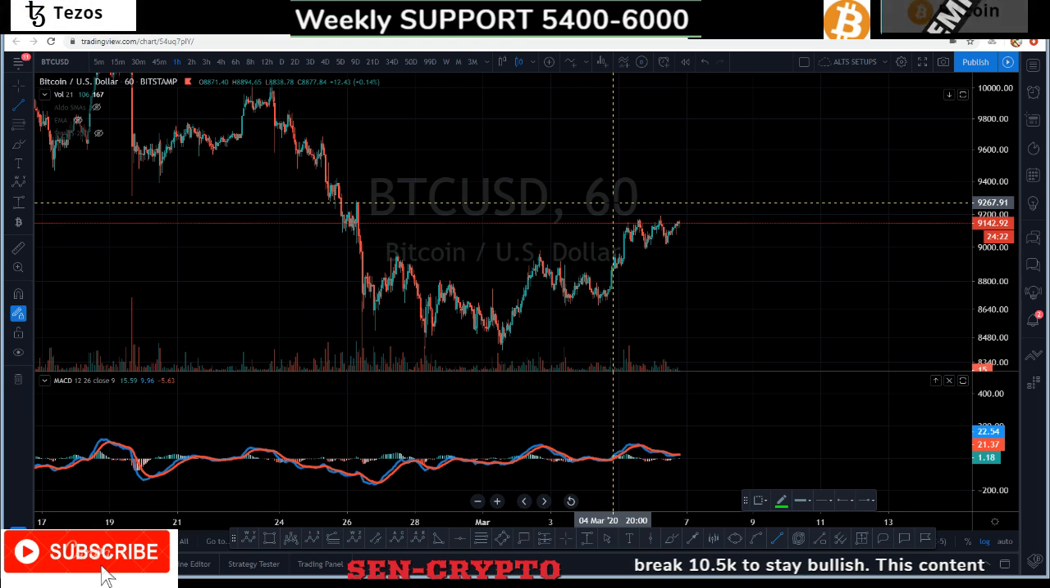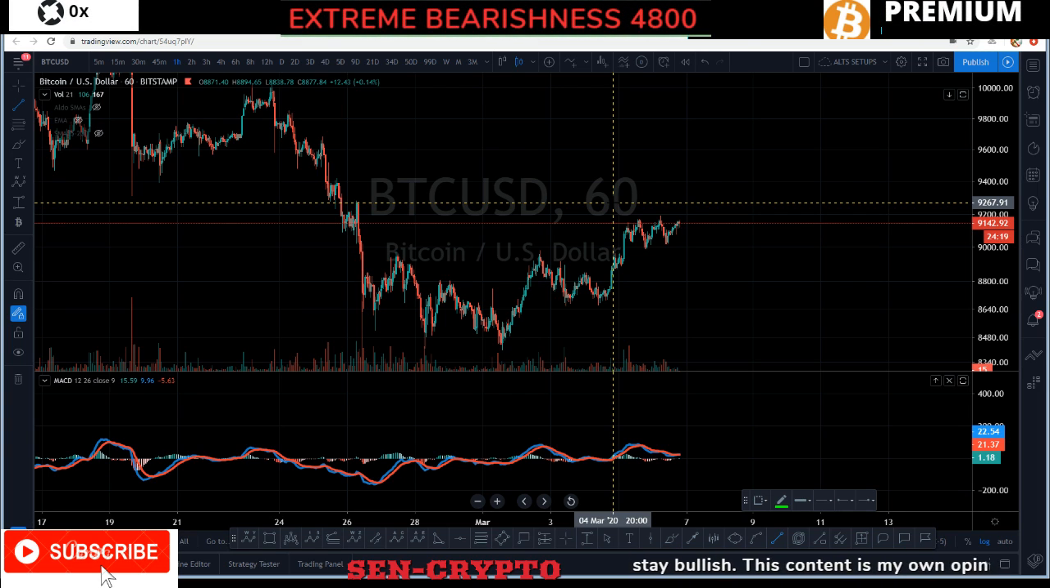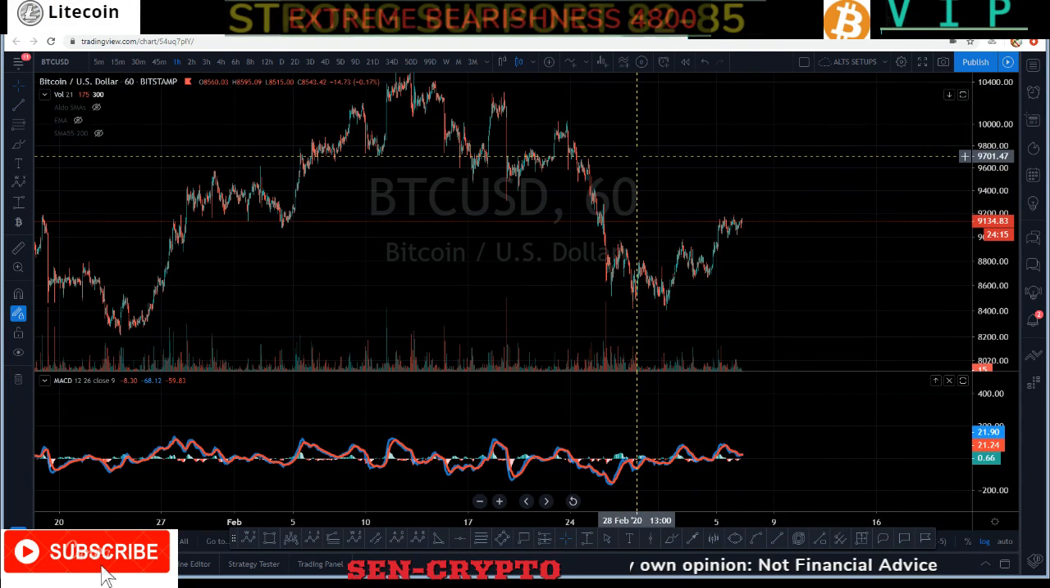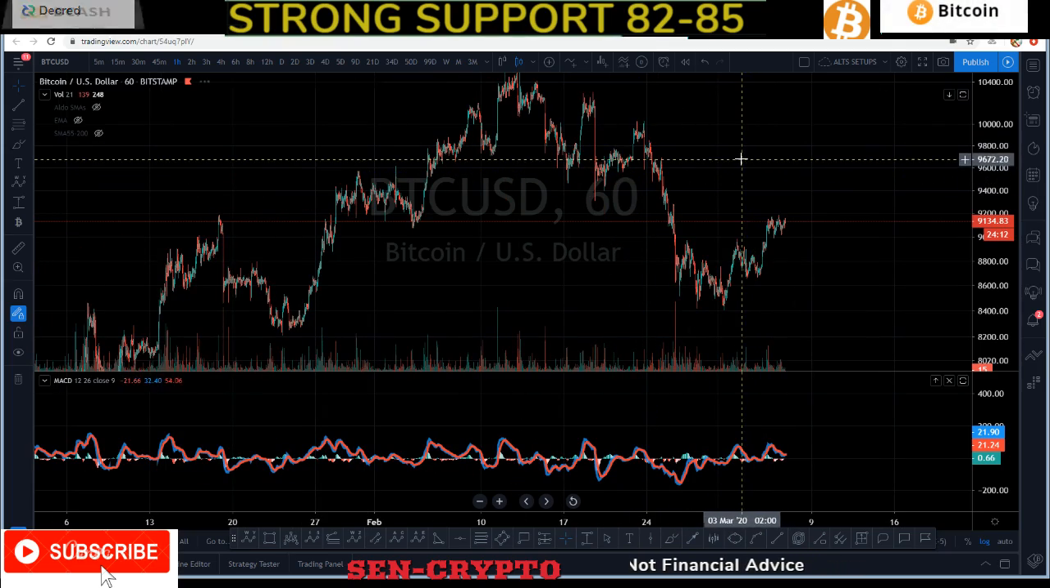So a short from like a 92 to 72, that's a 2000 point move, right? Just like the drop we got from like a 10.5 to the 8500 range. Most people did not anticipate it.